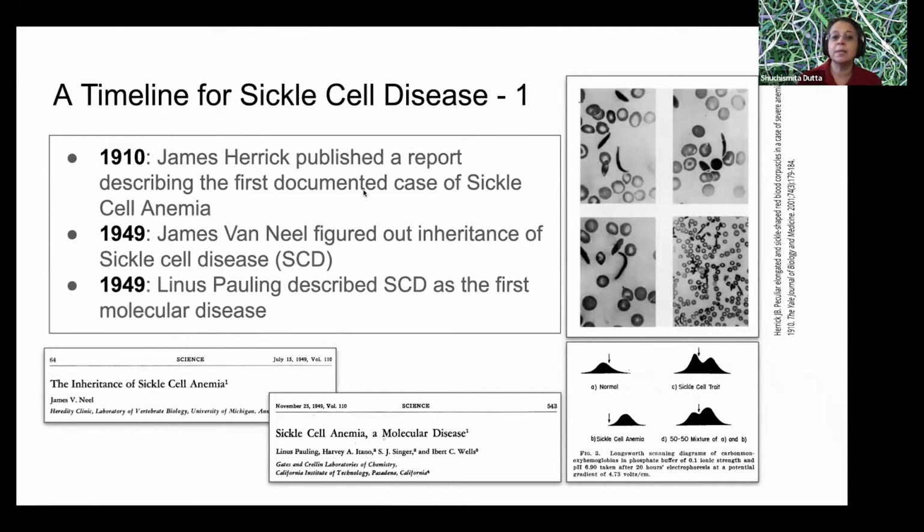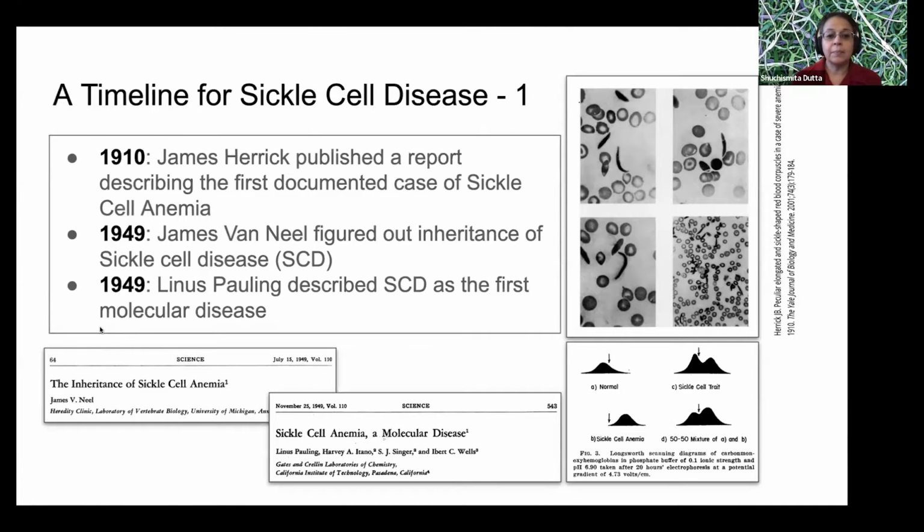This was eventually reported by James Herrick in 1910 as the first reported case of sickle cell disease in our current literature. Of course, later it was known that this kind of symptom and phenotype had been seen many, many years ago in Africa and in other places. But this was the first report of sickle cell disease.